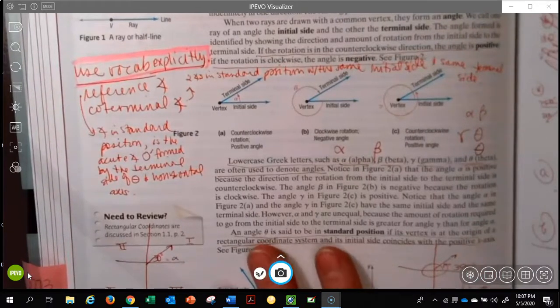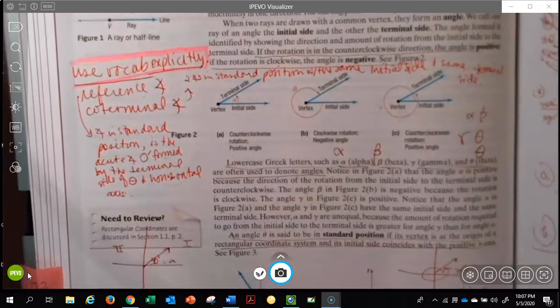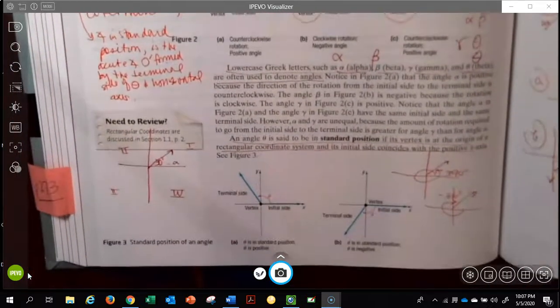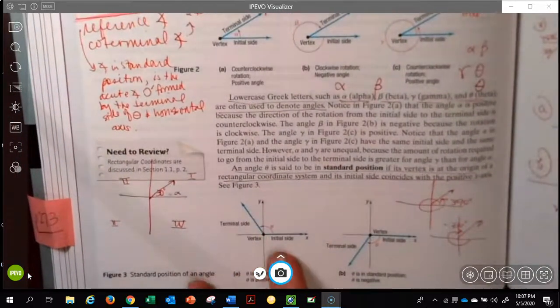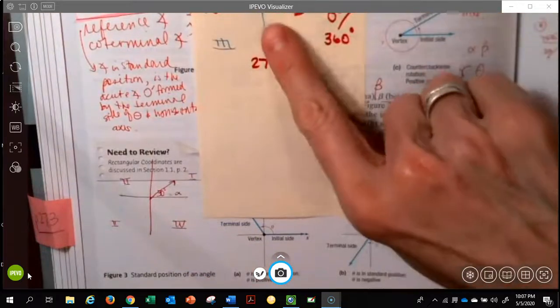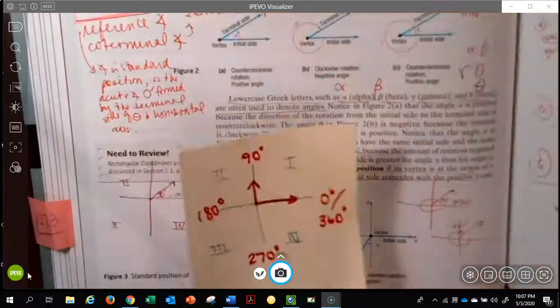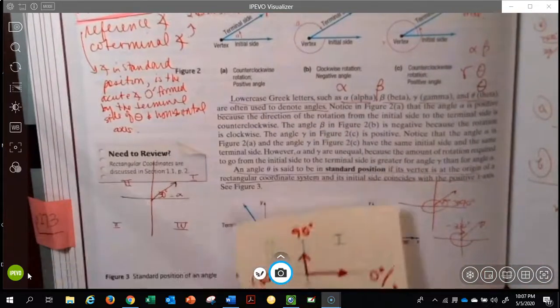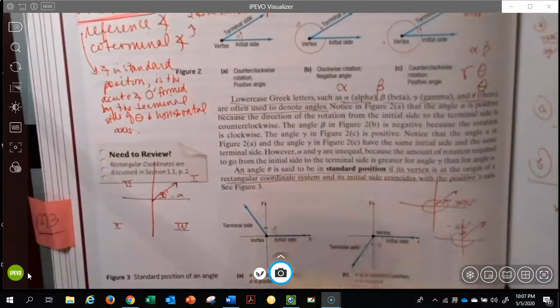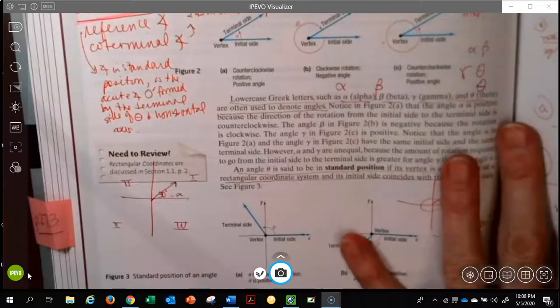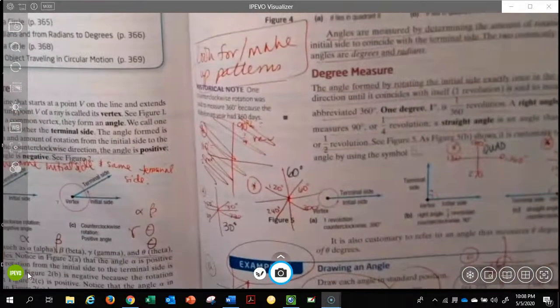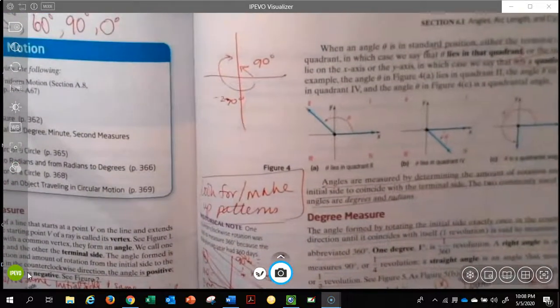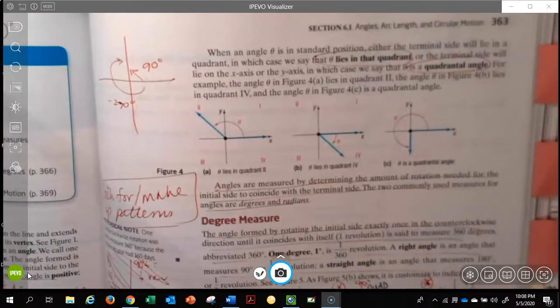Down here we've already mentioned standard position. When you're looking at standard position, it's talking about the initial side being on the x-axis, and that's the way I've drawn this one. You see that I've started with my initial and my terminal side, and they're calling that standard position. We're going to use that over and over and over. That's why I like to start with it, even when they're just talking about something out in the middle of the air. So I'm at the top of page 363.